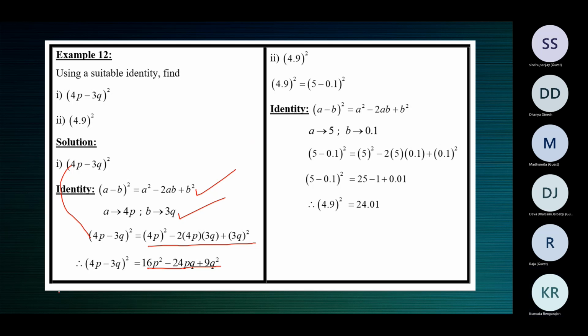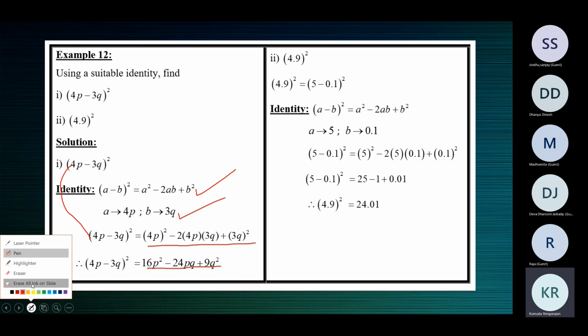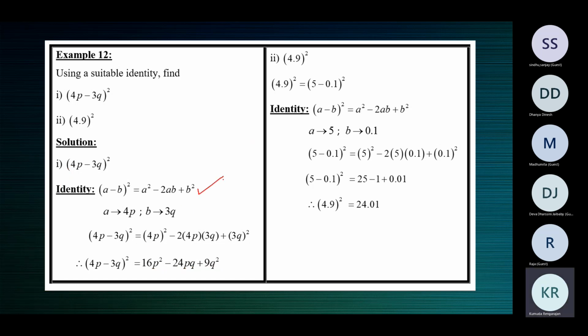Step 1, identifying the identity. Step 2, identifying the values of A and B. Step 3, write the given question. We know that the answer should look like this. So instead of A and B, use 4P and 3Q and write that. Here A square, 2 into A into B plus B square. After substituting, simplify.